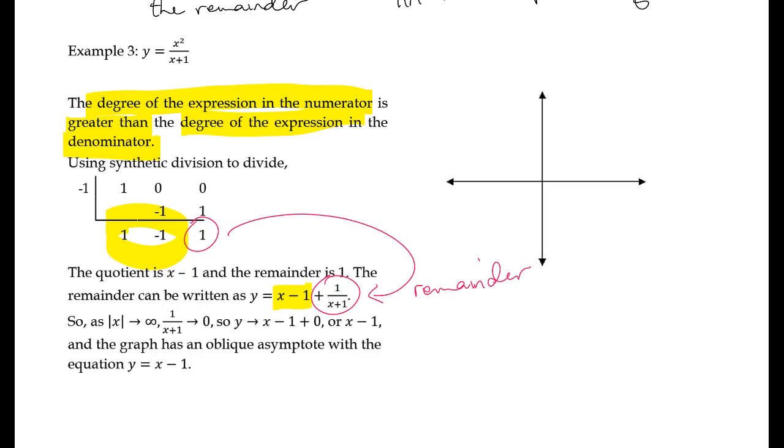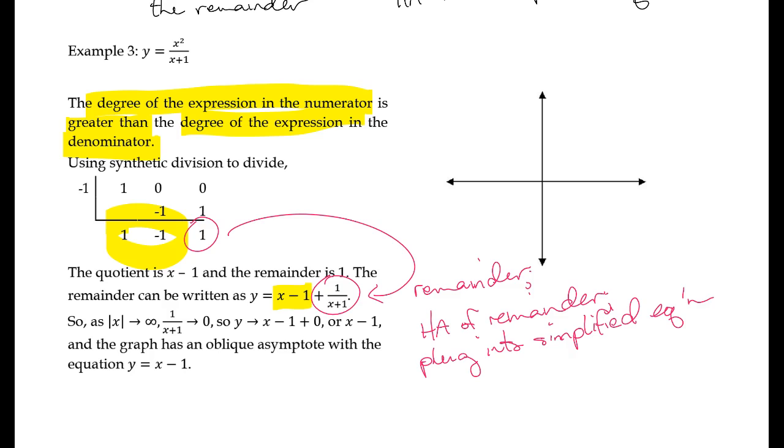Again, we're then going to determine the horizontal asymptote of the remainder. And then we would plug it in to the simplified equation. So plugging in 0 here leaves us with x minus 1, and so that tells me that I'm going to have an oblique asymptote at x minus 1. My asymptote is actually going to look like this. So I don't have a horizontal asymptote anymore.